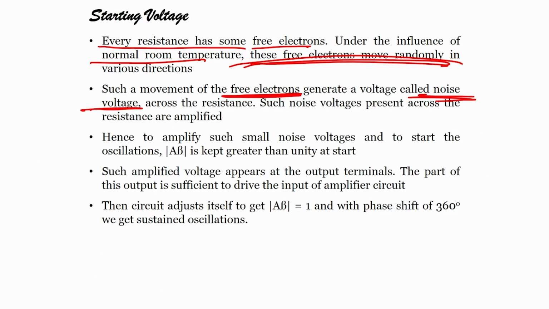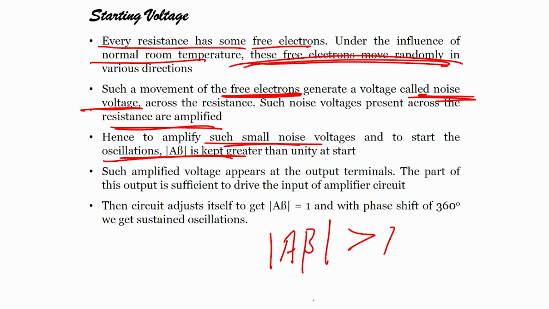Such noise voltage present across the resistance is amplified, right. The resistance has free electrons that move at room temperature, which causes a noise voltage. This noise voltage across the resistance is amplified because we have an oscillator circuit. Hence, to amplify such small noise voltages we have to keep A beta greater than 1, slightly greater than 1, right, to start the amplification. Amplification of what? Amplification of small noise voltage.